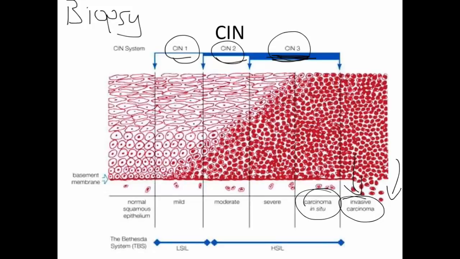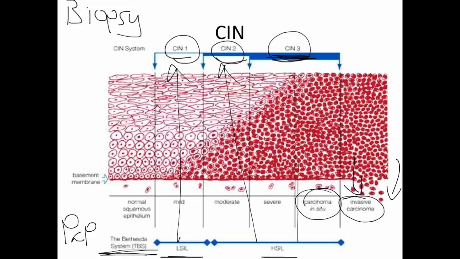We have another system called the Bethesda system. This is used after doing a pap smear, which we're going to talk about later. So this is a cytological diagnosis. We have 2 kinds: LSIL and HSIL. LSIL stands for low-grade squamous intraepithelial lesion, and HSIL for high-grade squamous intraepithelial lesion. LSIL means you're at grade CIN1, and HSIL is either CIN2 or CIN3.